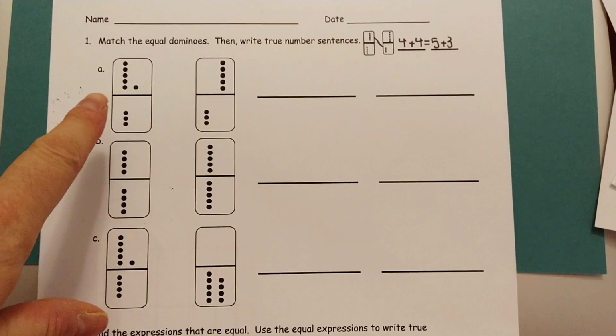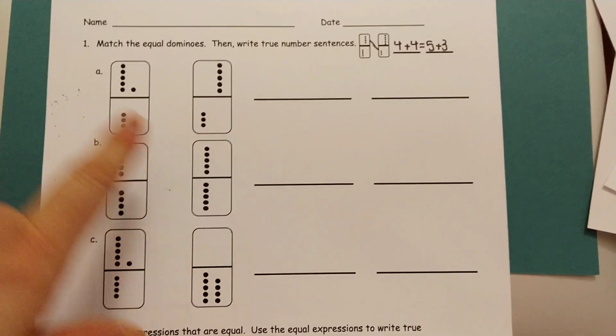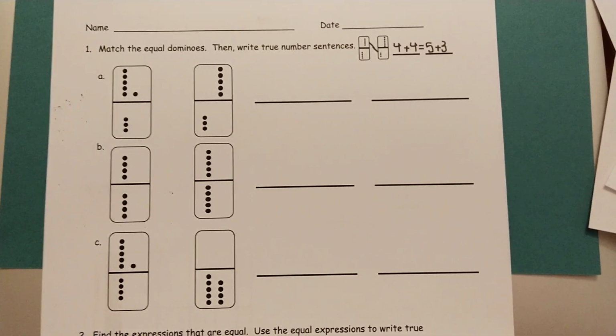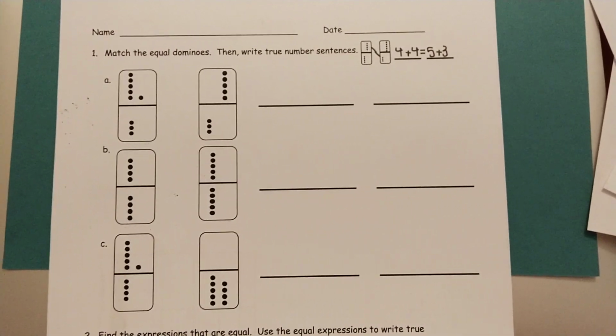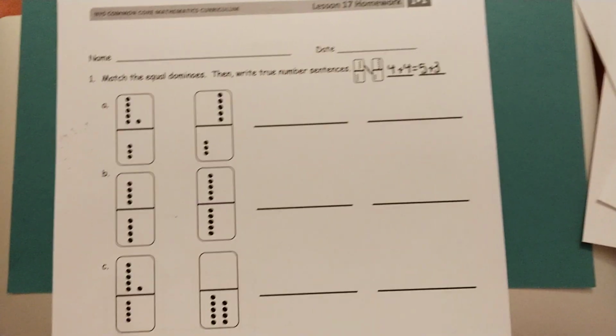Now you're going to find dominoes that are equivalent. And then you're going to write a true number sentence, just like the one they wrote over here.